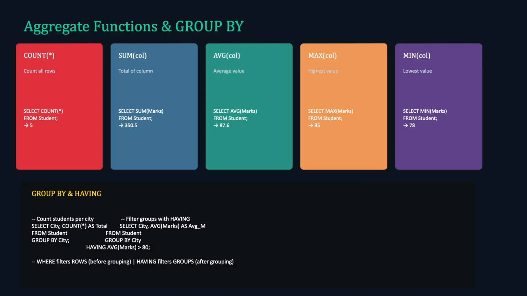Group by divides rows into groups, like grouping students by city. Every non-aggregate column in select must appear in group by. Having filters groups after they are formed, unlike where which filters individual rows before grouping. Remember, where comes before group by. Having comes after.